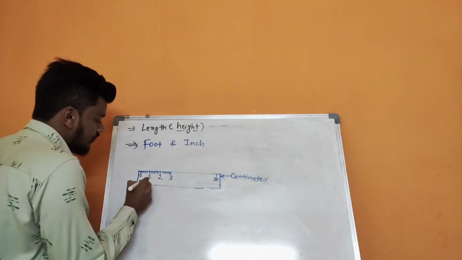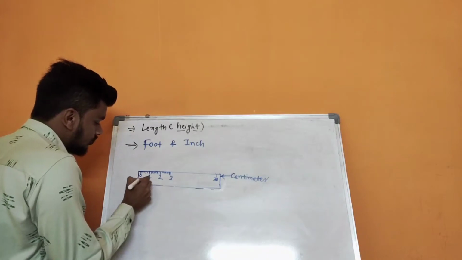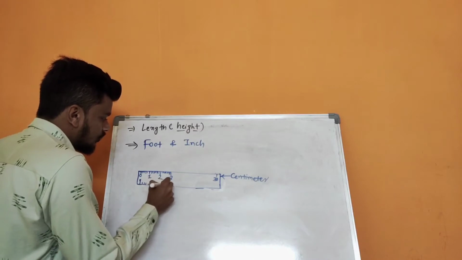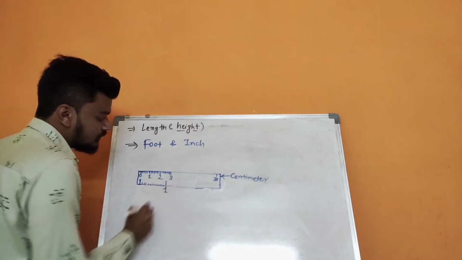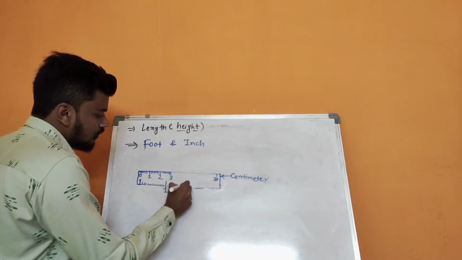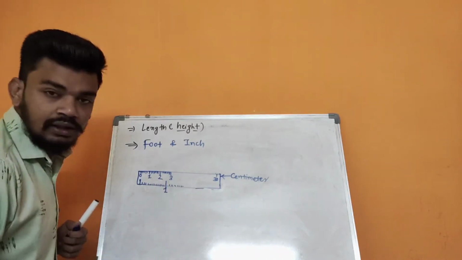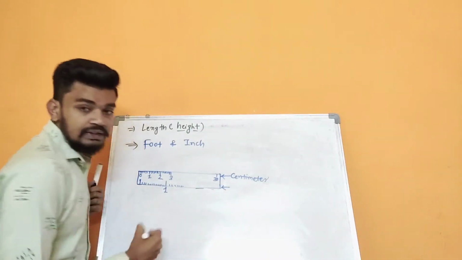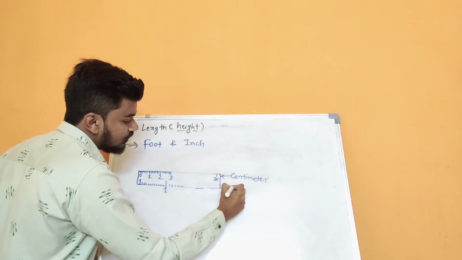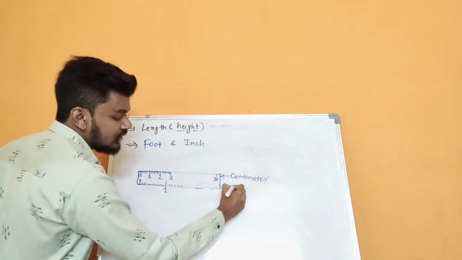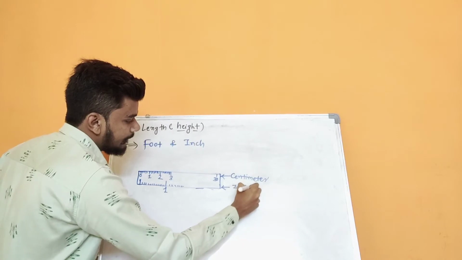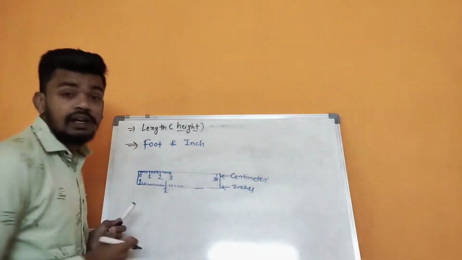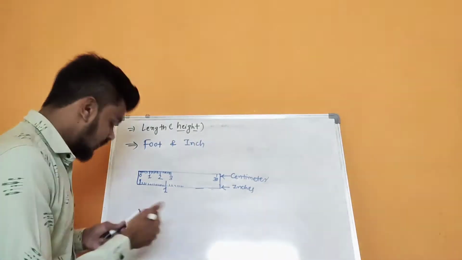Here is the 0, then after that here is the 1. It is about like that, right? The lower measurement is in inches, meaning the lower unit is the inch. So the upper unit shows centimeters and the lower unit shows inches.